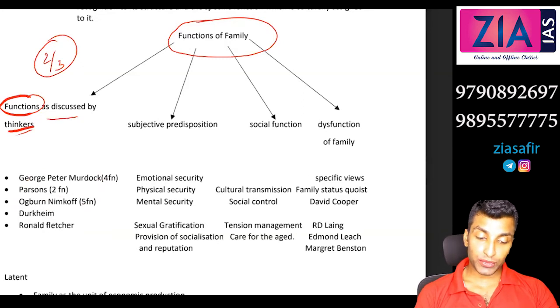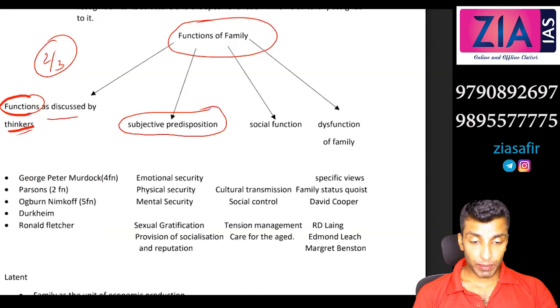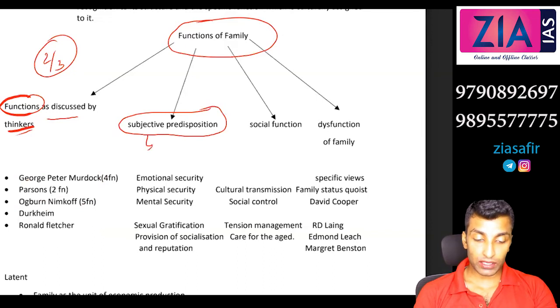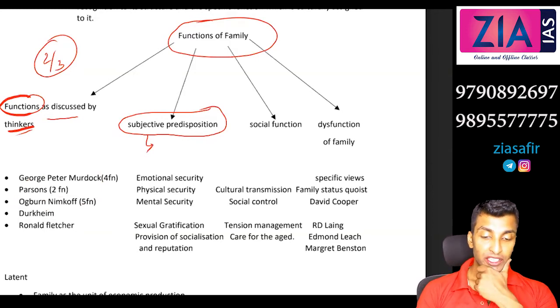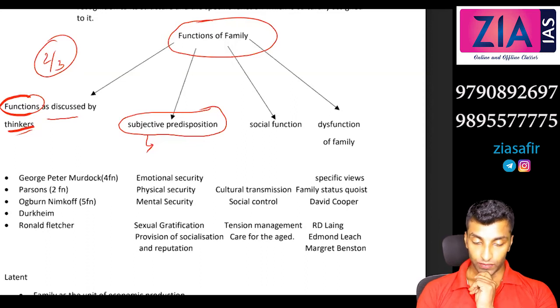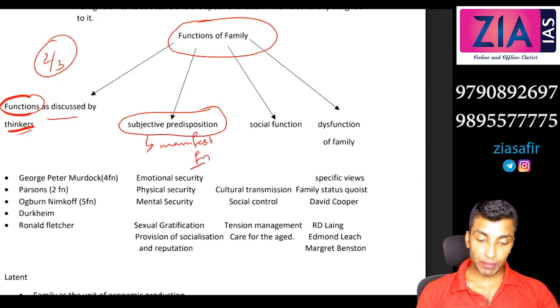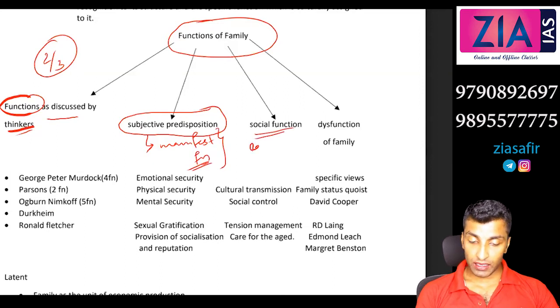Then you need to write subjective predisposition. Tell me, what do you mean by subjective predisposition? Can anyone tell me? Subjective predisposition means manifest function, right? So we will see manifest function and social function. Social function means latent function only. So you have to identify manifest function and latent function.